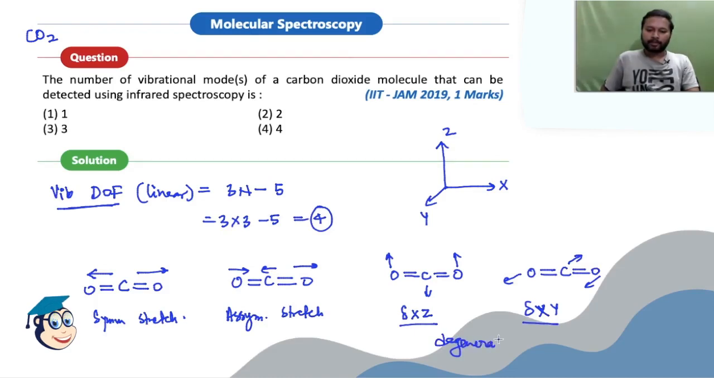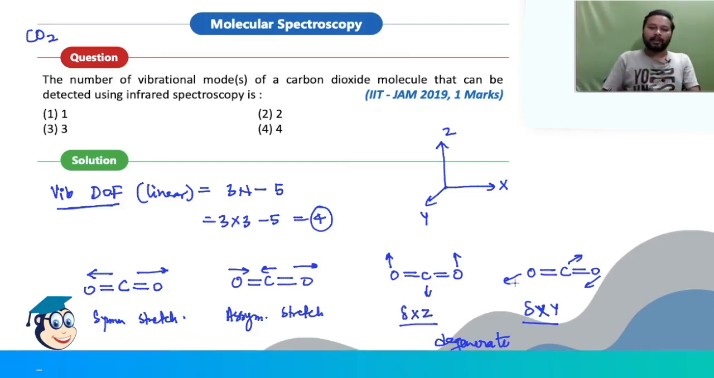So what does degenerate mean? It means that they have similar energy. Remember, XZ and YZ are always degenerate. So whatever is happening in the XZ, if the same kind of vibration is happening in the YZ plane, in that particular case, they will just give you a single peak.